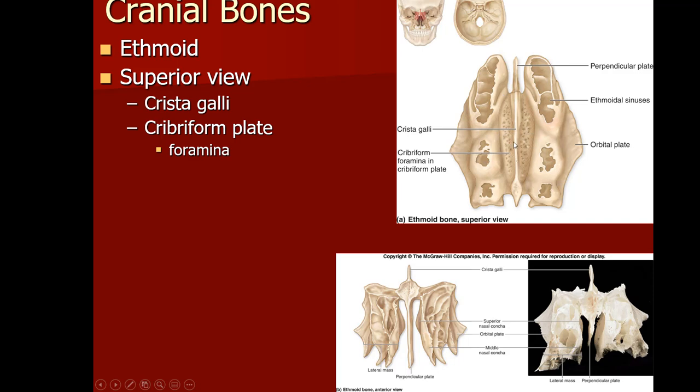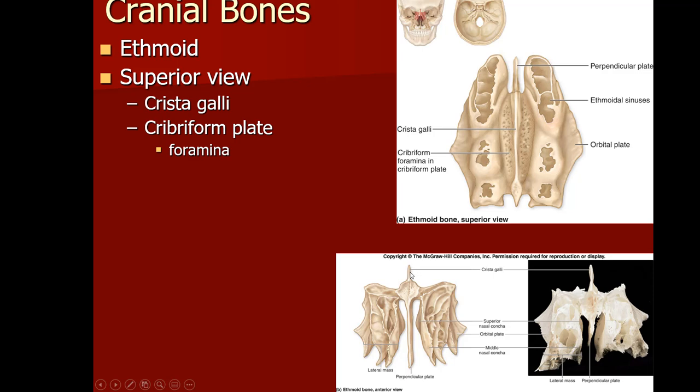The ethmoid bone is going to look like this. And there's two big markings that I'd like to point out here. One, we have this ridge that runs along the top. It's called the crista galli, just this ridge. And if you look, I'm going to show you really quick the front view, the anterior view. This is the crista galli.